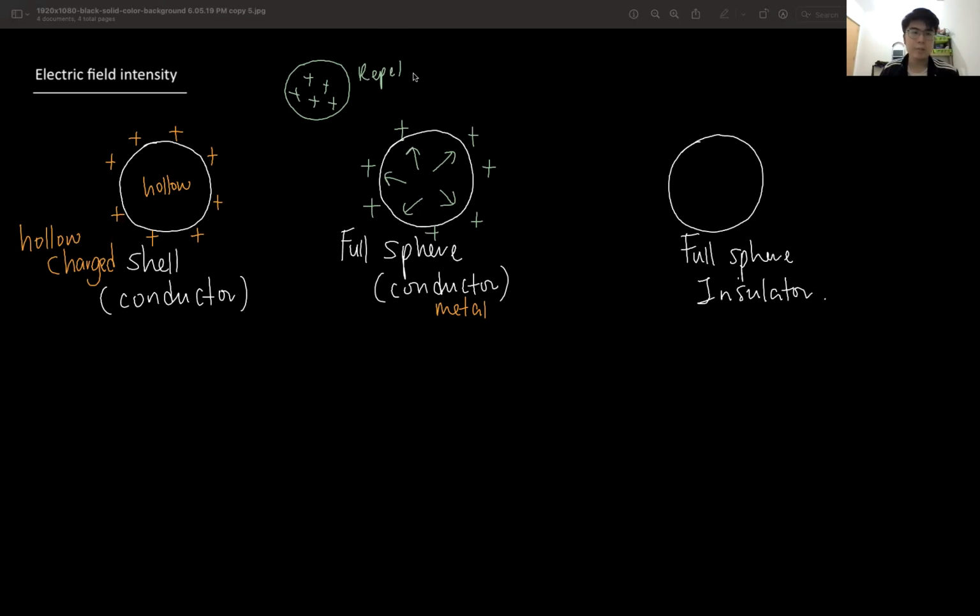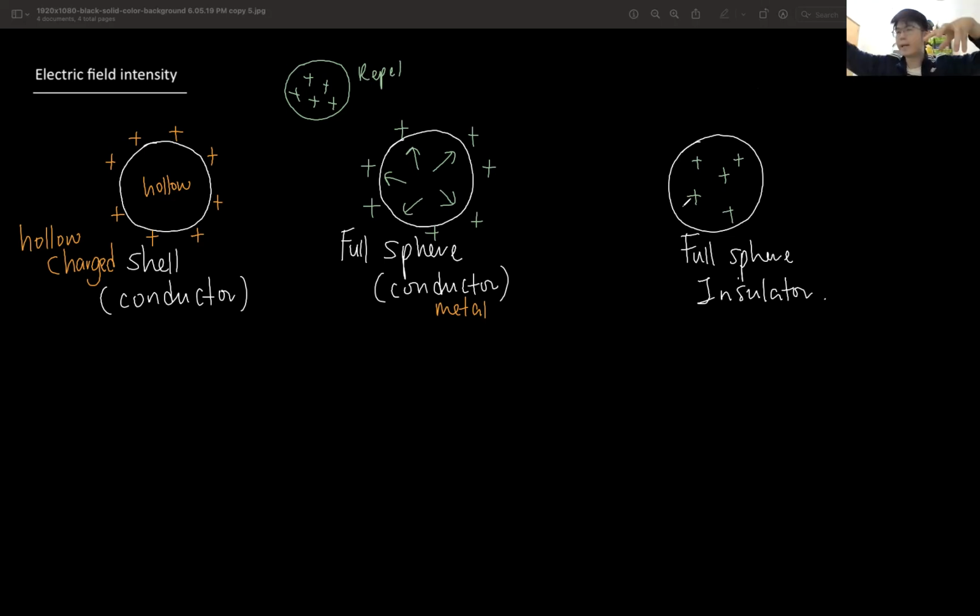Now, insulator is a little bit different. Why? Because insulator does not allow the charge to move freely inside the metal. So if you have a positive charge here, then this positive charge is going to be stuck in the middle. It cannot move. So if you give it a charge, the charge just stays inside, like a cloud.